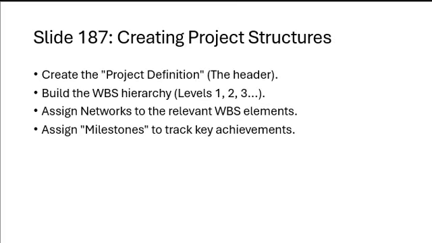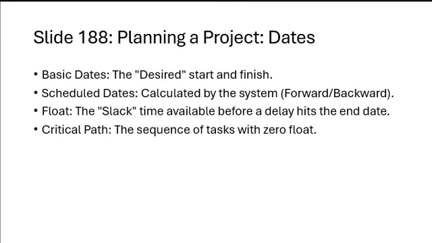Next up, we have creating the project structure. So first, create the project definition, acting as a project header. Build up the WBS hierarchy with multiple levels defined. And then assign the network to the relevant WBS element accordingly. Assign milestones to track key project achievements. The structure provides a framework for managing the project effectively. Milestones highlight important progress points during execution.